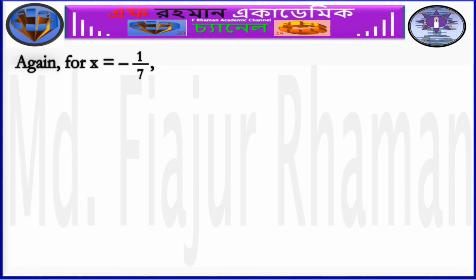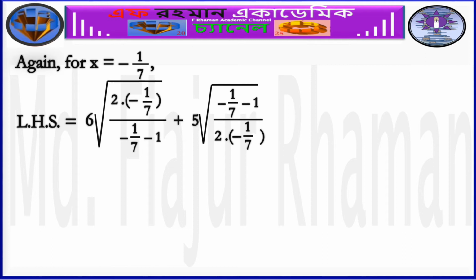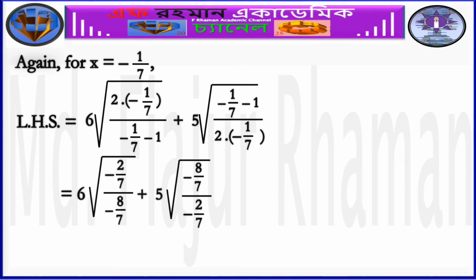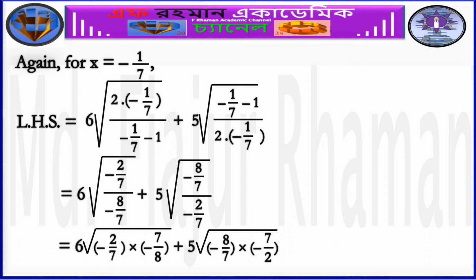Again, for x is equal to minus 1 by 7, left hand side: 6 square root of 2 into minus 1 by 7 by minus 1 by 7 minus 1 plus 5 square root of minus 1 by 7 minus 1 by 2 into minus 1 by 7, is equal to 6 square root of minus 2 by 7 by minus 8 by 7 plus 5 square root of minus 8 by 7 by minus 2 by 7, is equal to 6 square root of minus 2 by 7 into minus 7 by 8 plus 5 square root of minus 8 by 7 into minus 7 by 2.